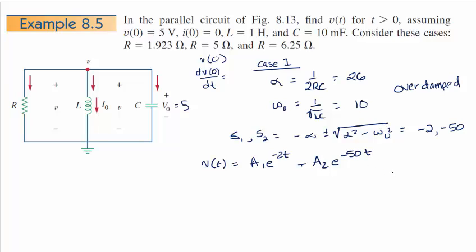So that's our solution. What we have left to do is use the initial conditions to determine A1 and A2. One of the initial conditions that we have is that V at time 0 equals 5. So we say 5 equals A1 e to the minus 2 times 0, plus A2 e to the minus 50 times 0. So e to the 0 is 1, and we get 5 equals A1 plus A2. That's one of our equations with A1 and A2.